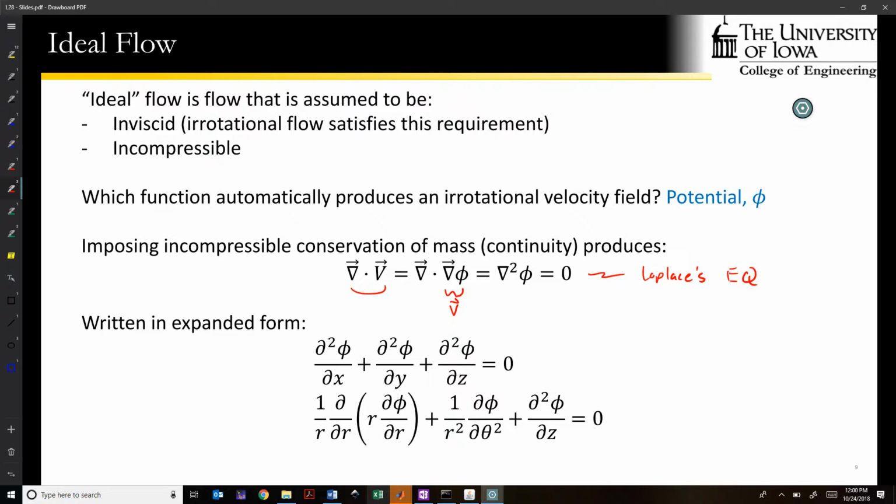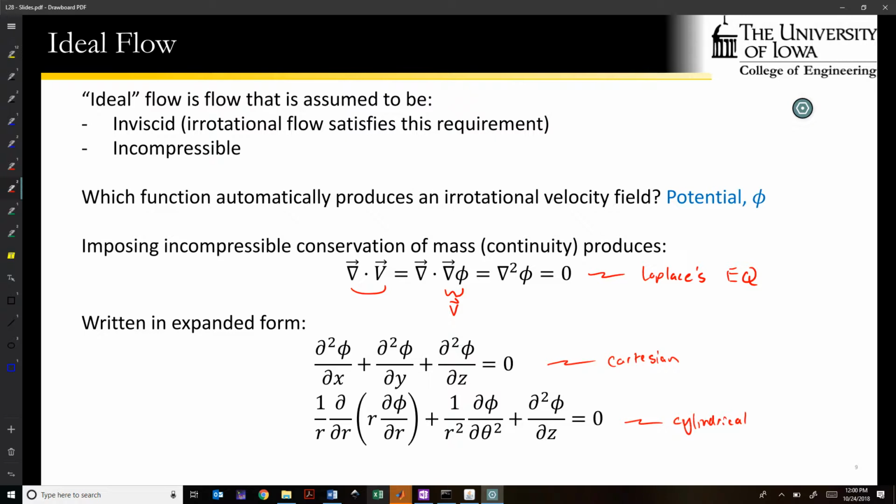So the Laplace equation, if we expanded it out, it looks like this in Cartesian coordinates. It simply says that the sum of all the second derivatives in x, y, and z has to add up to 0. So this is Cartesian. And then if we wanted to write it in cylindrical coordinates, we've got this.